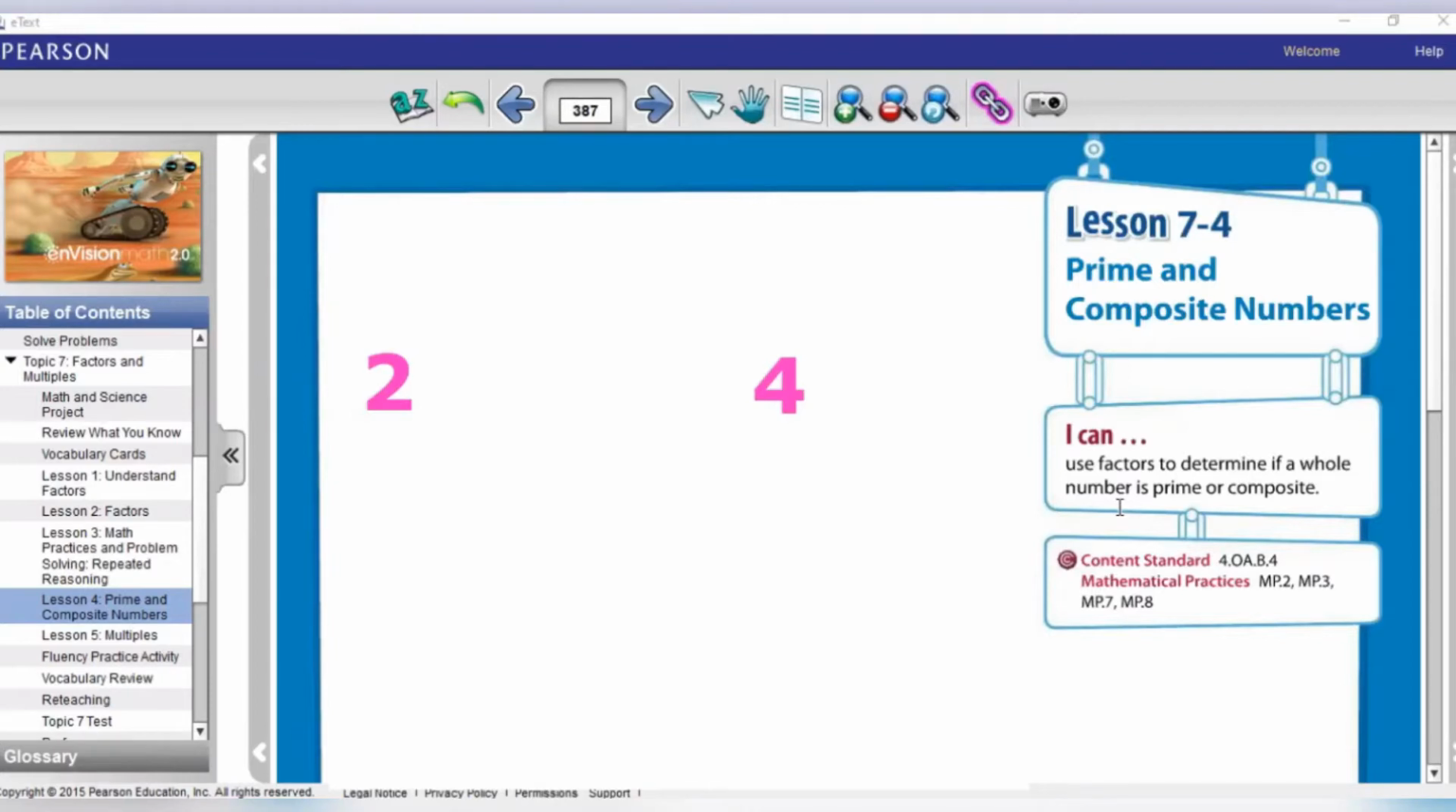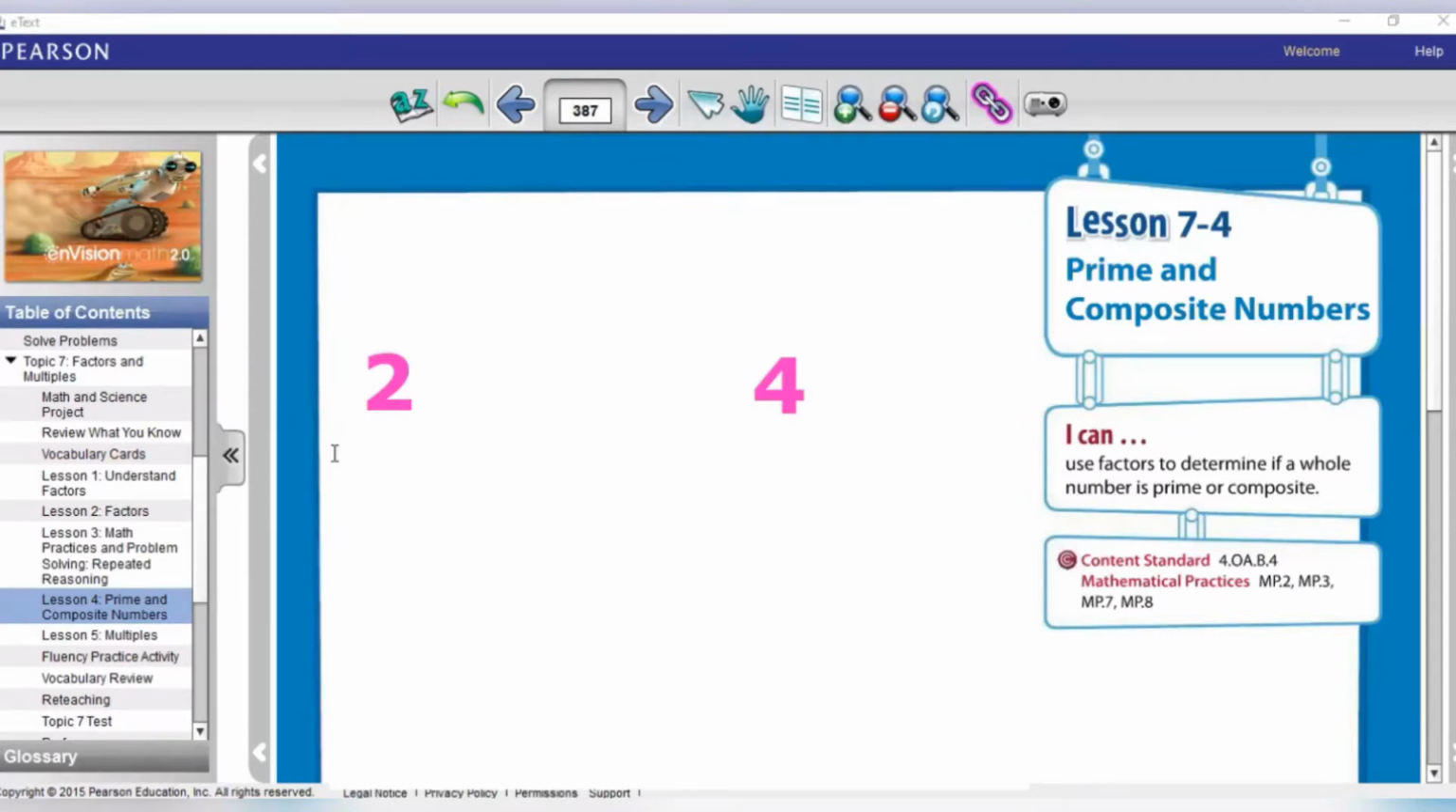Today we are going to cover lesson 7, prime and composite numbers. Before we start, we have to know what is the meaning of prime and what is the meaning of composite numbers. At first, let's find out the factors of 2.